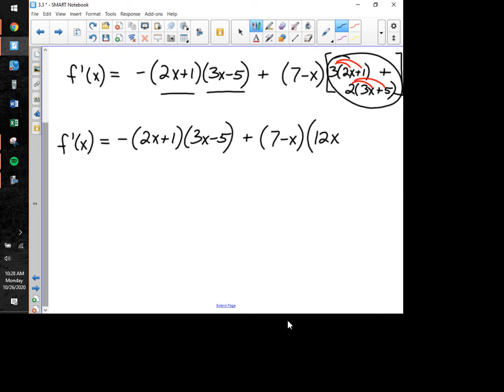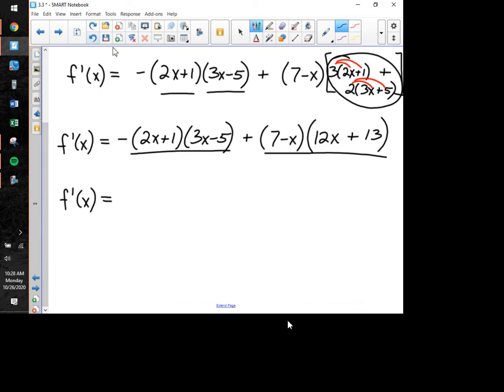And my constants, 3 times 1 is 3, 2 times 5 is 10. The 3 and the 10 is going to get me a plus 13. Now, we're going to go ahead and FOIL both of these factored expressions here. So f prime of x equals, not only do I need to FOIL here, but I also need to worry about this negative out in front of the whole thing. So let's be on our toes.